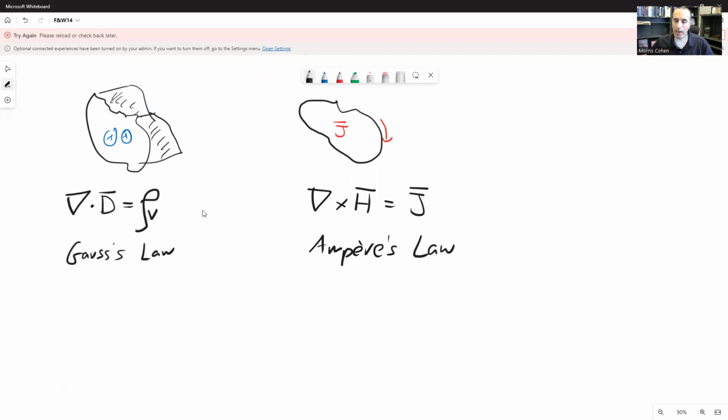All right. And again, these are a nice contrast to each other because Gauss's law has to do with the fact that electric field lines are emerging from or converging into positive charge. And Ampere's law is a much different notion that field lines are swirling around currents.